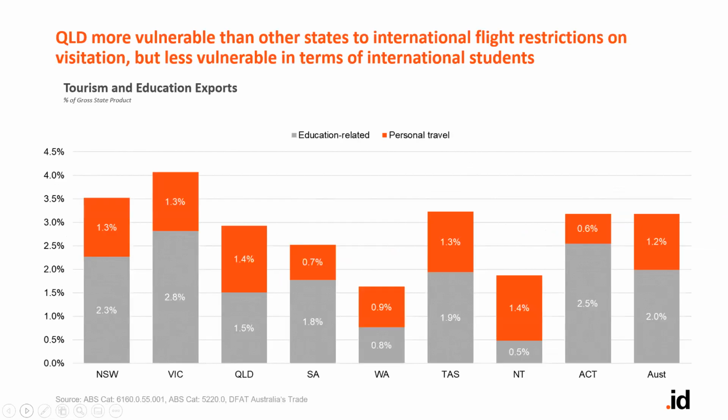So Queensland is more vulnerable than other states to international flight restrictions, but less vulnerable in terms of international students. So we know that this reduction in population from overseas and international migration not only affects our long-term population growth, but also our education providers. And that's one thing that Queensland in some ways is a little bit immune to. We don't have as many international students. However, those international flight restrictions have had a heavy impact on regions like the Gold Coast, Brisbane and Cairns.